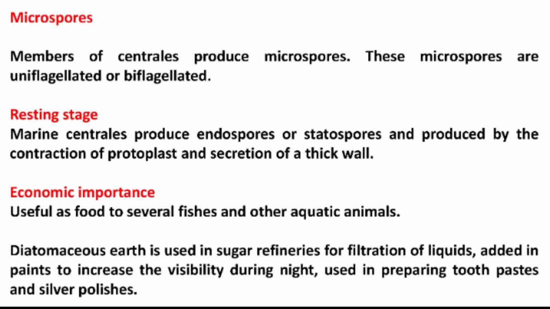Resting stage. Marine centrales produce endospores or statospores, produced by the contraction of the protoplast and secretion of a thick wall. Economic importance. Useful as food to several fishes and other aquatic animals. Diatomaceous earth is used in sugar refineries for filtration of liquids, added in paints to increase the visibility during night, and used in preparing toothpaste and silver polishes.